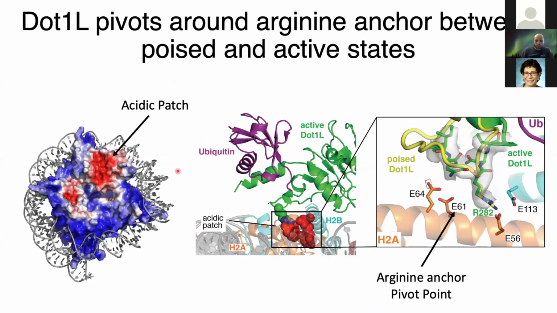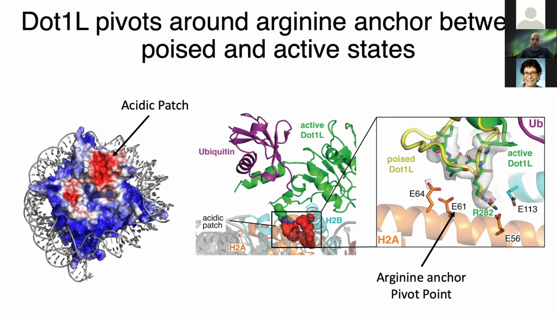Now this acidic patch contact here is actually a very common interaction hub of nucleosome binding proteins. And this is because this is a distinct charged surface of the nucleosome that many different proteins utilize to interact with the nucleosome. And in the case of Dot1L, the interaction with the acidic patch is actually mediated by a single arginine residue in Dot1L, this R282. And if you compare the active and poised states, so the poised state is here in yellow and the active state is here in green, the only residue in this entire structure that doesn't move between the two states is this arginine residue. So the actual pivot point transition between the active and poised states is this arginine 282 residue.